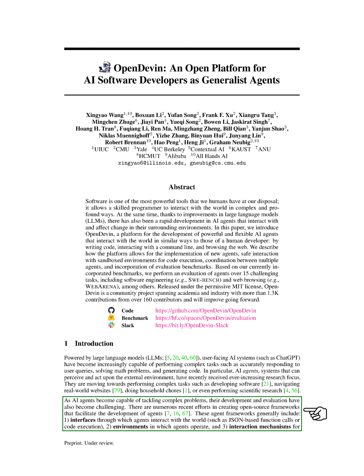As AI agents tackle more complex challenges, we face new difficulties in their development and evaluation. To address this, there have been numerous initiatives to create open-source frameworks that support the development of these agents. Typically, these frameworks consist of three main components. 1. Interfaces for agents to interact with the world, like function calls or code execution. 2. Environments where agents operate. And 3. Communication methods for interactions between humans and agents or between agents themselves.